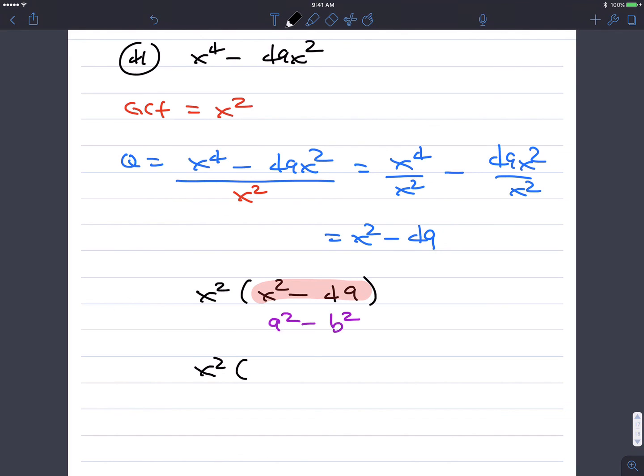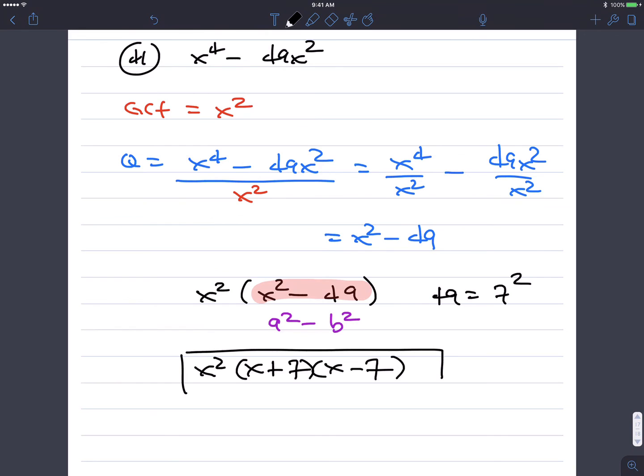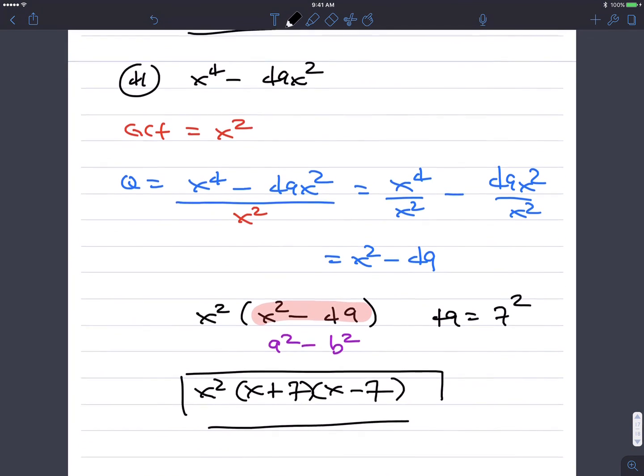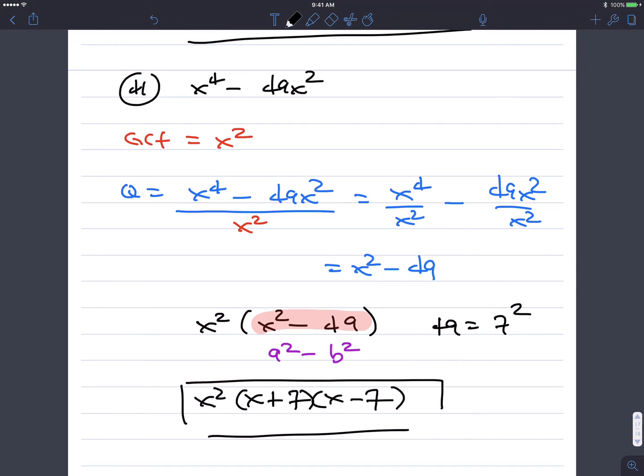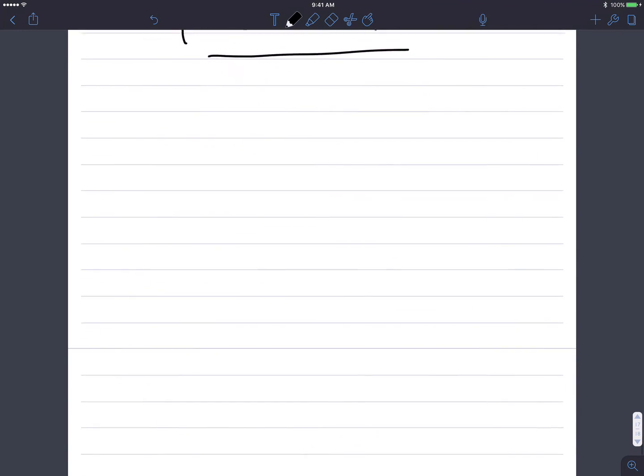Squares. Difference of perfect squares. x and x. Plus and minus. What's 49? Isn't that 7 squared? Base is 7. You factored completely. Now let's do the last problem here.